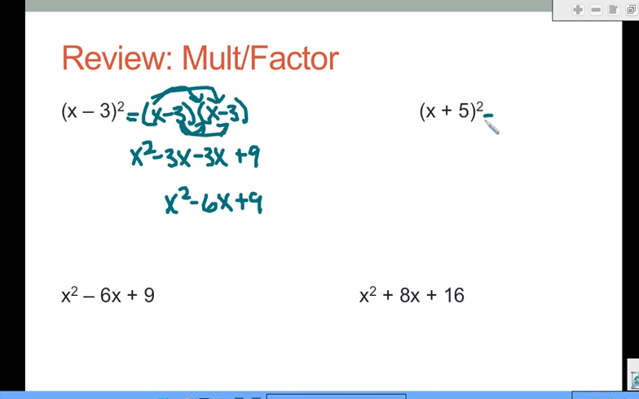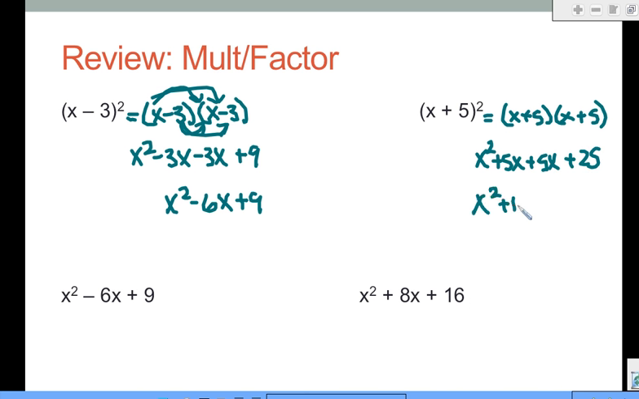And then x plus 5 squared is x plus 5 times x plus 5. So we get x squared plus 5x plus 5x plus 25, which is x squared plus 10x plus 25. And if we had to factor these, some of these you might still need to do box and circle, but some of you might be able to do this in your head.